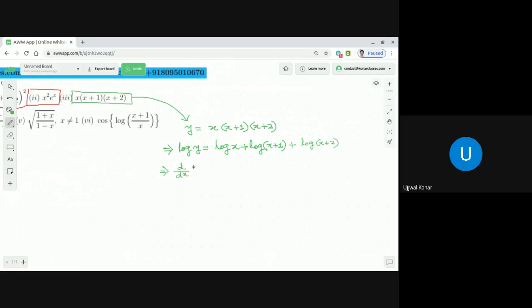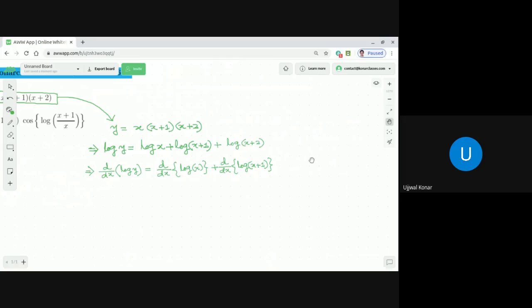d/dx of log y is equal to d/dx of log x plus d/dx of log of x plus 1 plus d/dx of log of x plus 2. Correct or not?